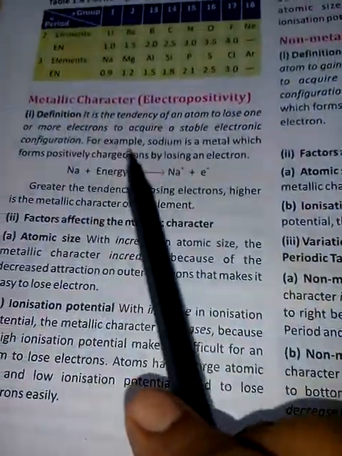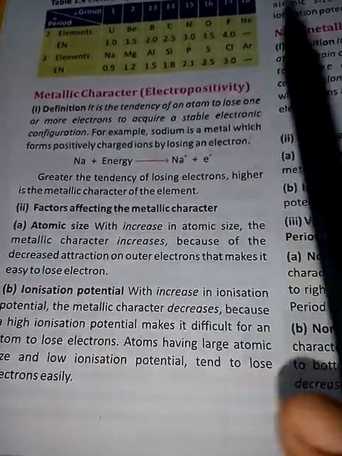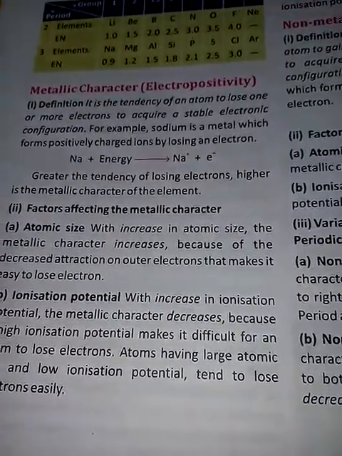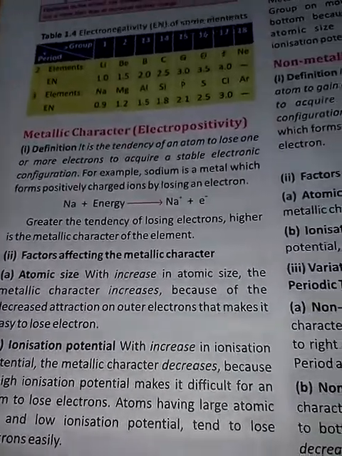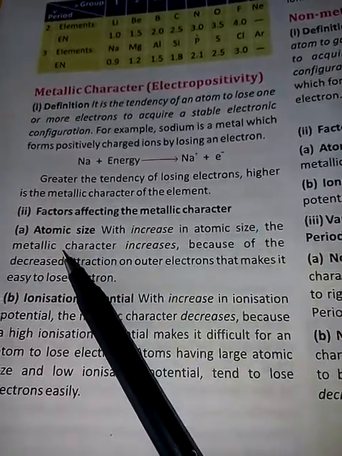Metallic character, how will you determine? Metallic character is determined by the tendency, how easily a metal can lose the electrons. Now, what are the factors affecting the metallic character? First is atomic size.